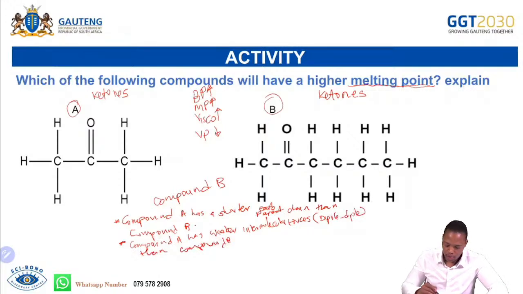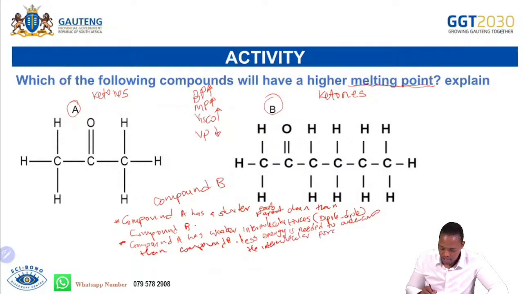Then I will continue and say, then compound B, I would say less in this case, not more, because it has weaker intermolecular forces. So it means less energy is needed to overcome the intermolecular forces of compound A.